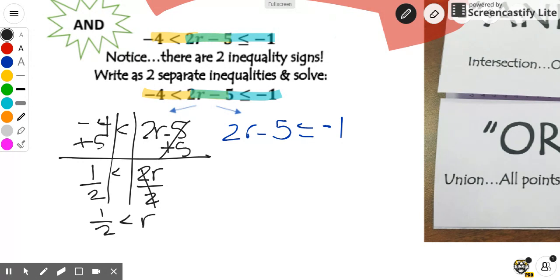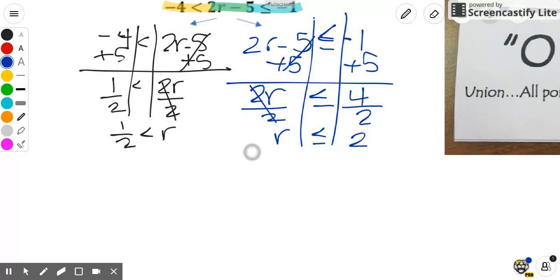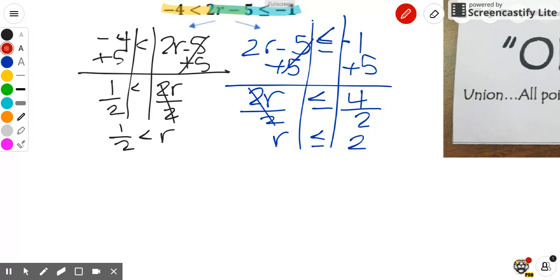Same idea on the other side. I'm going to start by adding 5 on both sides. So I have 2r is less than or equal to 4, and then I divide by 2. That cancels out, so I get r is less than or equal to 2. And just like before, if our problem is not written with the variable on the correct side, I do have to switch it around.